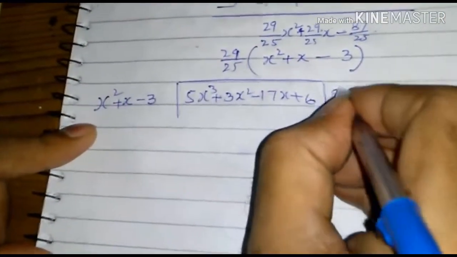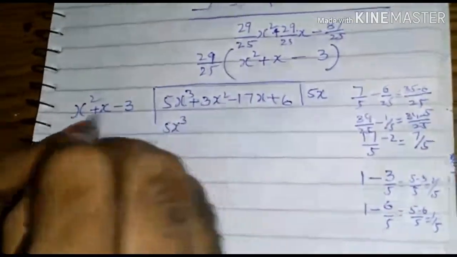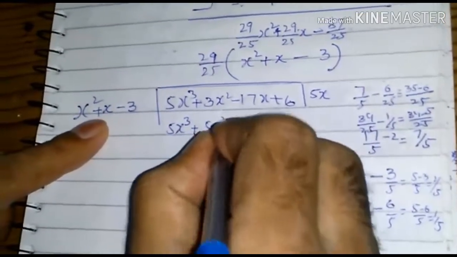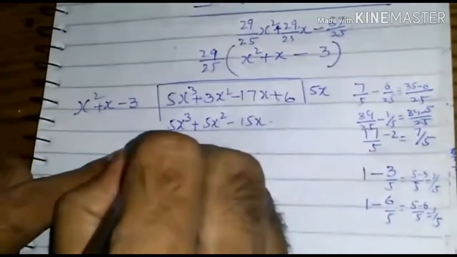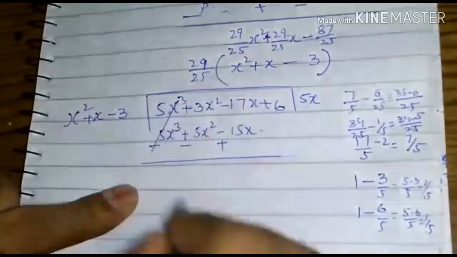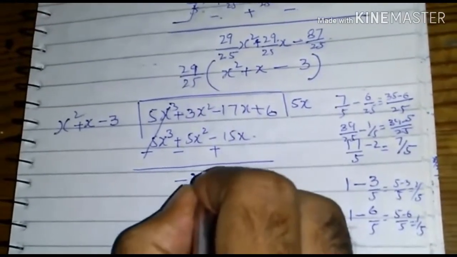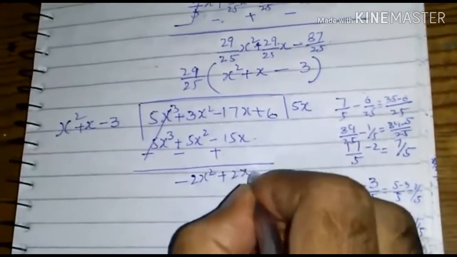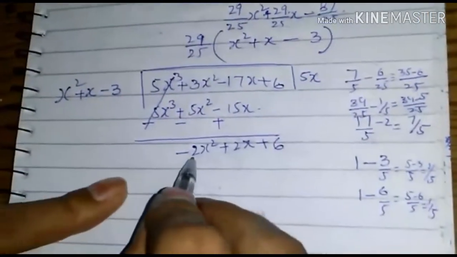Now we need 5 into x, 5x cube plus 5x square minus 15x on changing the signs. These two cancel each other, minus 2x square plus 2x plus 6.